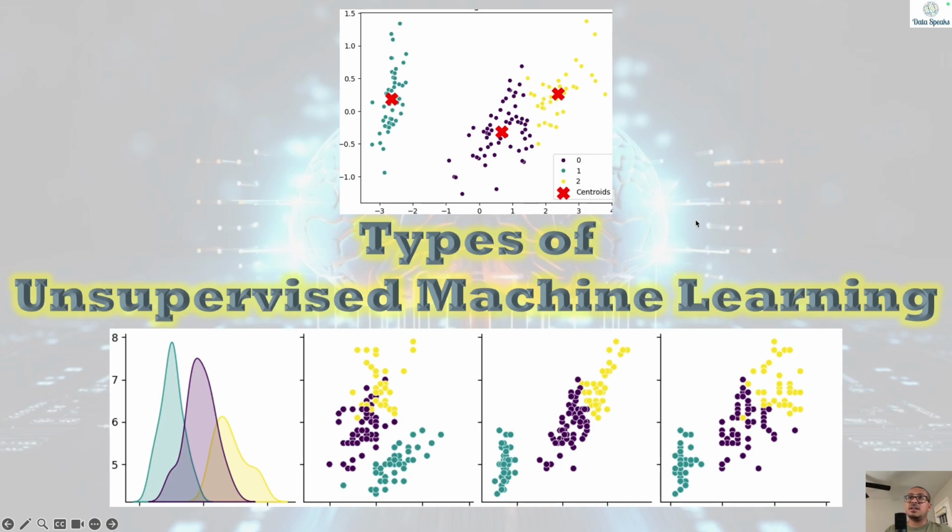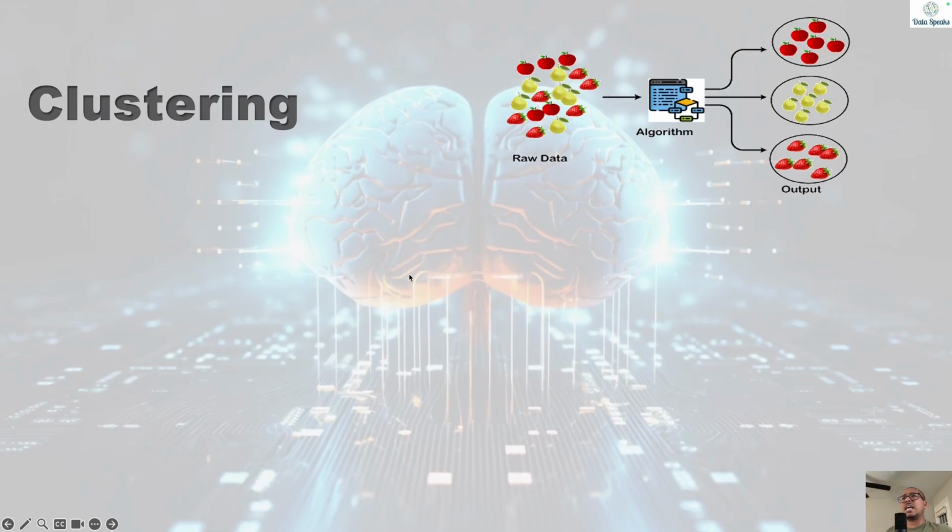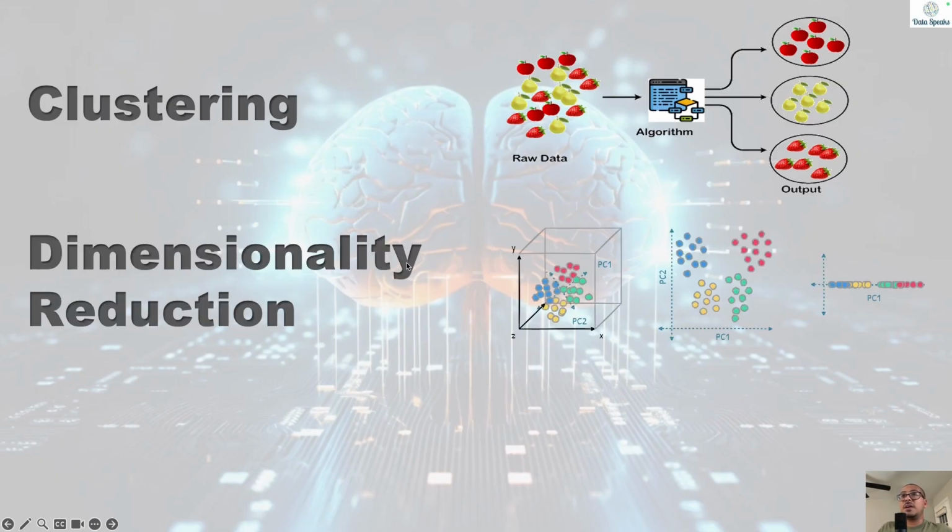Now, that being said, let's learn about the different types of unsupervised machine learning. We just learned about supervised machine learning, which has classification and regression capabilities. Now we'll learn about what unsupervised machine learning is and its different types. The first type of unsupervised machine learning is clustering. Clustering is the idea of grouping the data based on similarity. We'll be talking about that in the next slide.